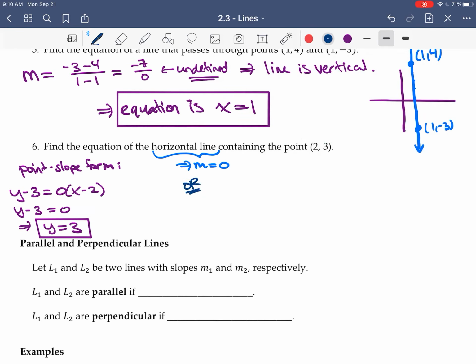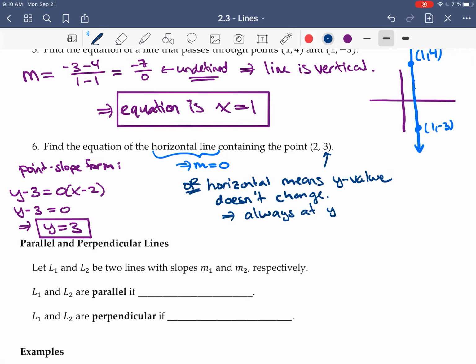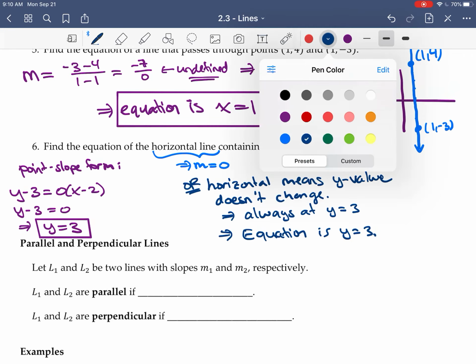Or you could have just realized that horizontal means that the y value doesn't change. So that means it's always going to be at y equals 3, which means that the equation is y equals 3. Both of those are fine.